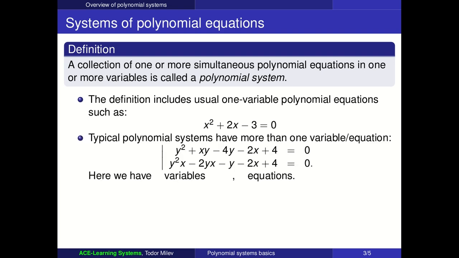Typical polynomial systems would have more than one variable and more than one equation. Here is an example. The first equation is y squared plus xy minus 4y minus 2x plus 4 equals 0. And the second equation is y squared x minus 2yx minus y minus 2x plus 4 equals 0. Notice that when we write polynomial systems, it is usually customary to write a vertical line next to the two equations. This vertical line indicates that the two equations are taken simultaneously together. So that indicates the fact that we're speaking of a polynomial system.